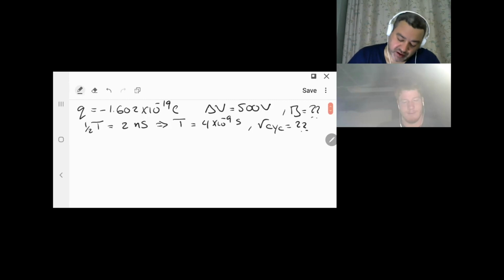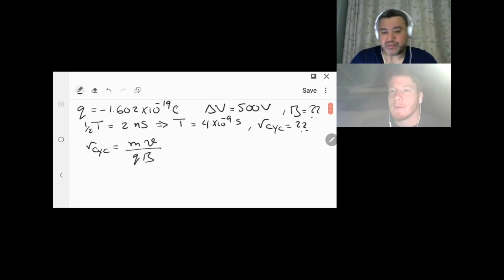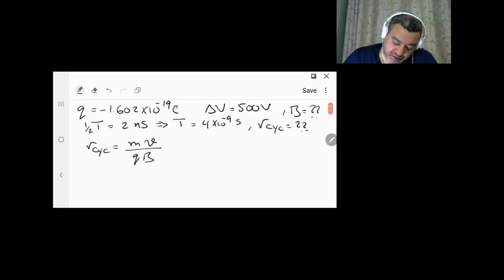Okay. So our cyclotron radius equals the mass times the velocity over QB. Right? So I have the mass for the electron. I have the charge for the electron. I need to calculate the velocity, and I also need to calculate the magnetic field.